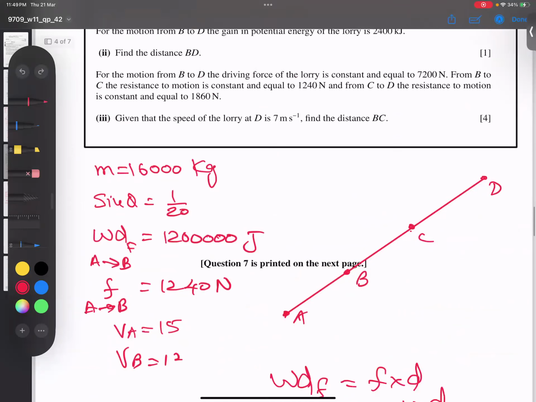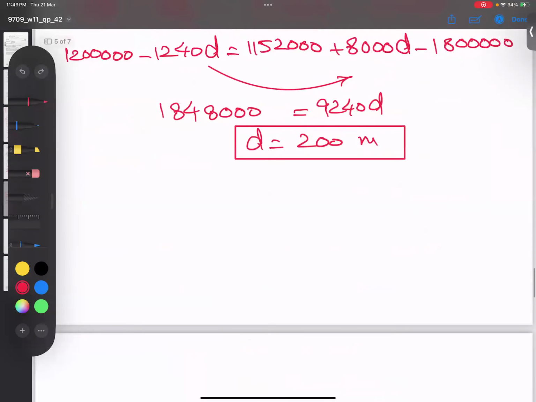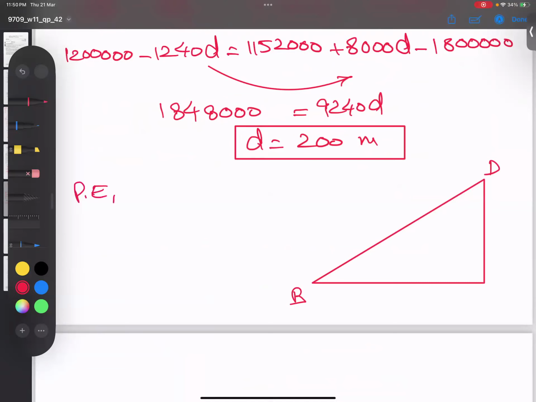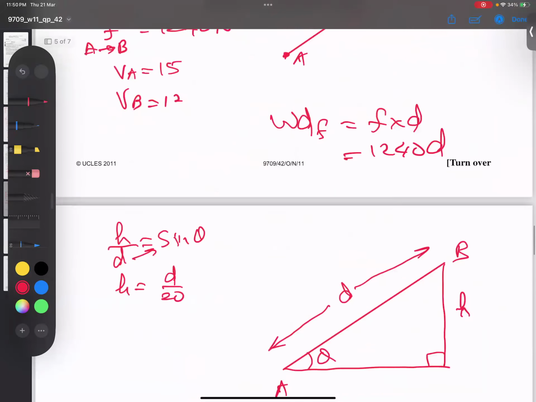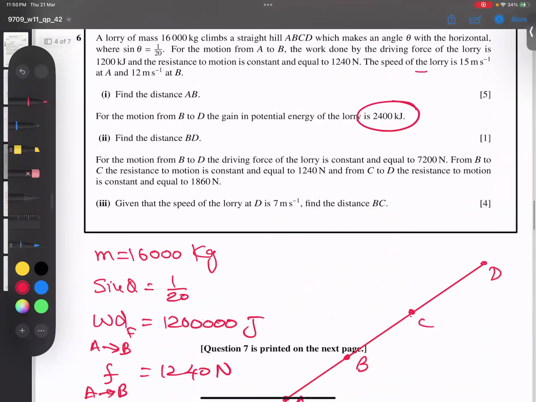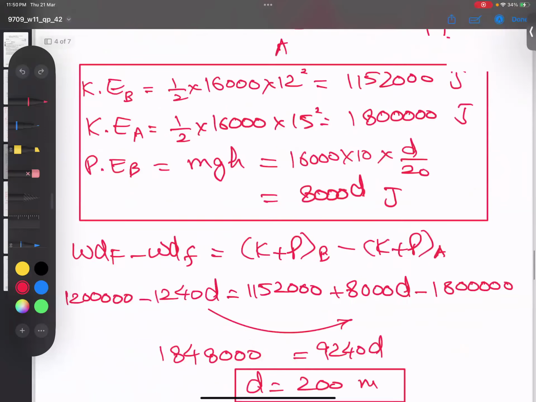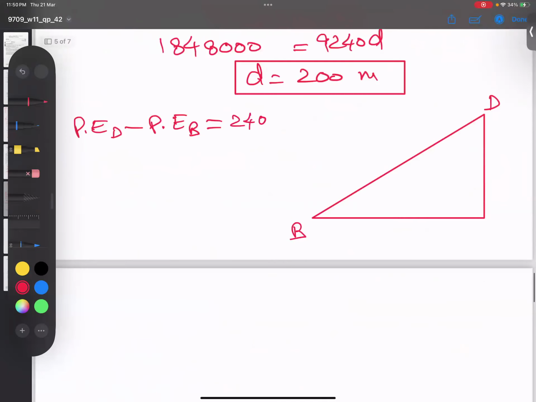So B to D. I make this diagram here, but this time I put B here and D here. Basically, potential energy at D minus potential energy at B is called gain in potential energy, and that is 2400, and 3 more zeros coming there. But as you know, potential energy at B is 0. So I'm writing, and what is the potential at D?